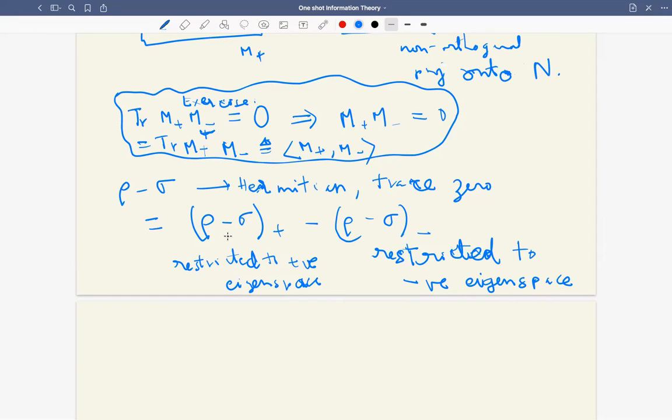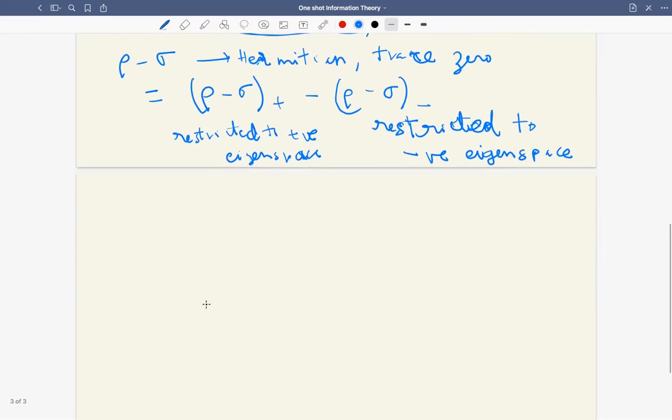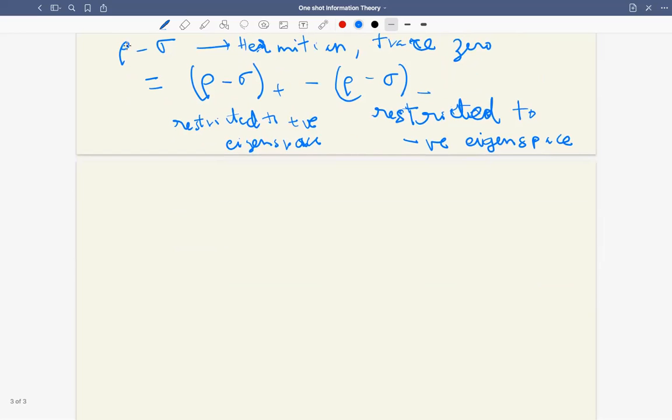So what do I get? Both of these are positive semi-definite matrices, and the difference is the Hermitian matrix rho minus sigma. Since rho minus sigma has trace 0, the trace of rho minus sigma plus is the same as the trace of rho minus sigma minus. And they have orthogonal support simply because this came from the eigenspace decomposition. Is this clear, Hari? Yeah. Okay.